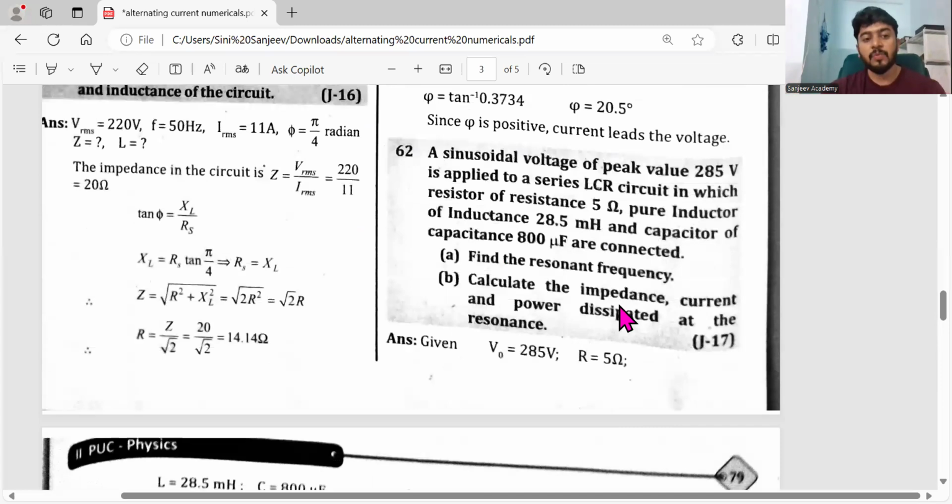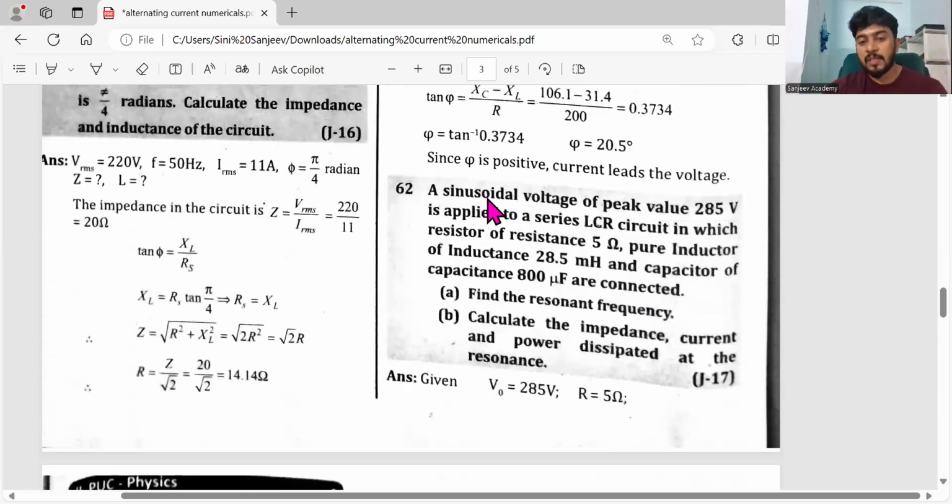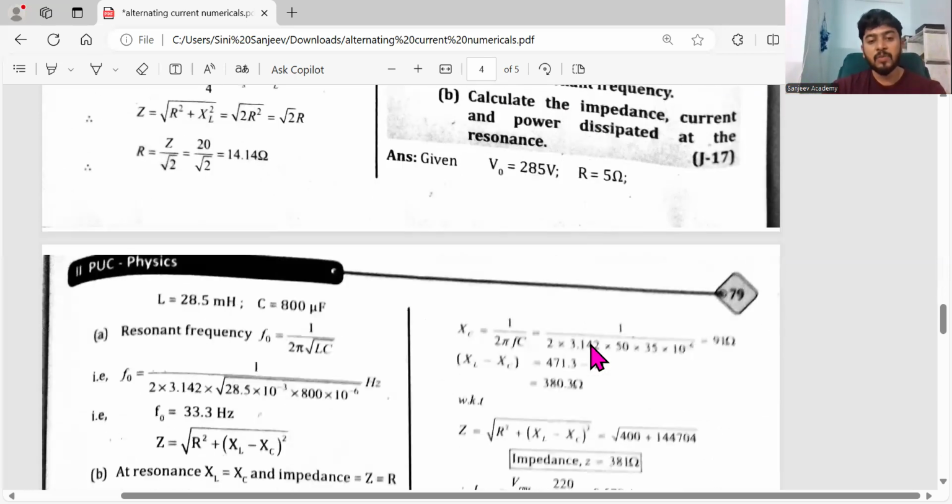Let's take this question 62. A sinusoidal voltage of peak value 285 volt is applied to a series LCR circuit in which a resistor of resistance 5 ohm, a pure inductor of inductance 28.5 millihenry, and a capacitor of capacitance 800 microfarad are connected. Find the resonant frequency. FR is 1 by 2 pi root LC. Calculate the impedance, current, and power dissipated. Power, P is equal to VI.